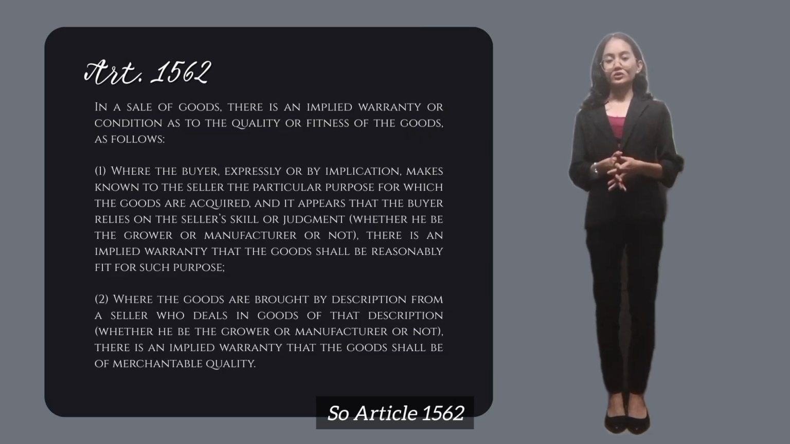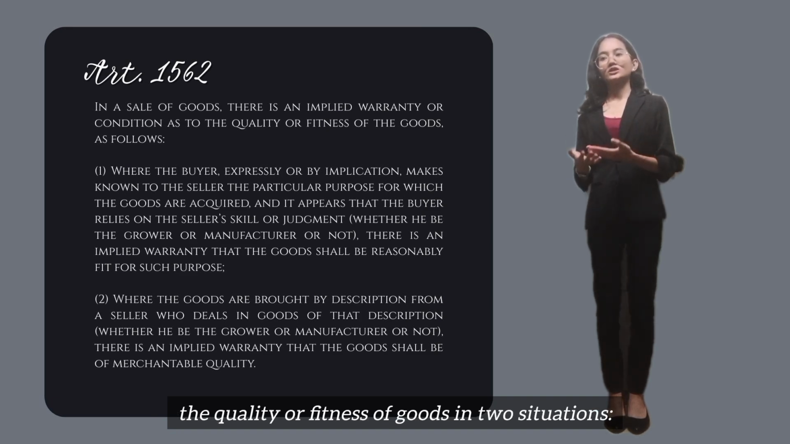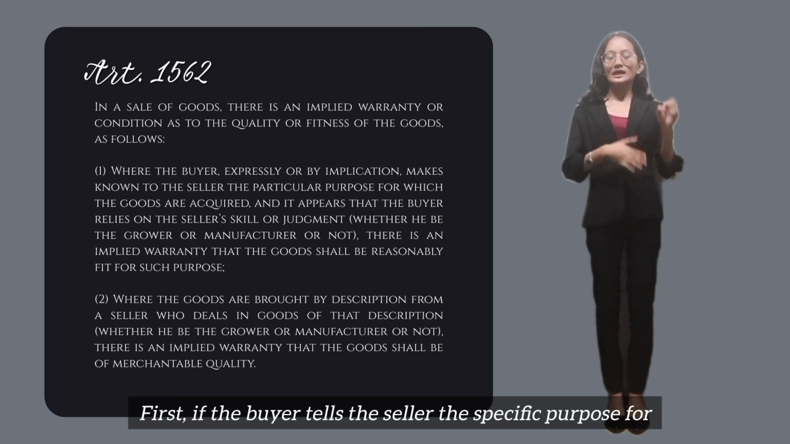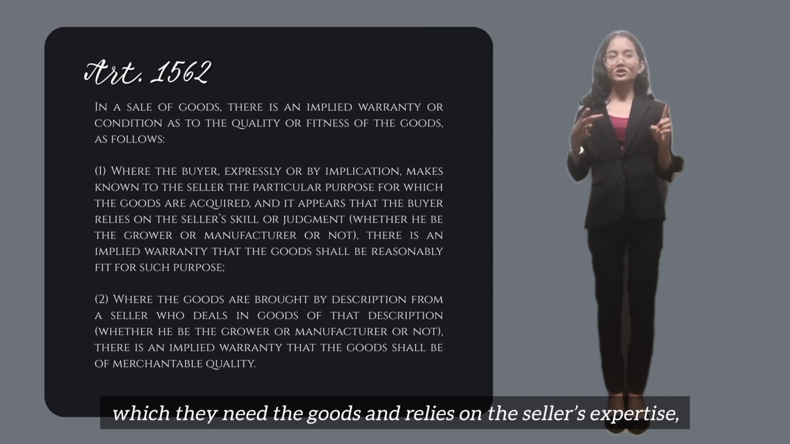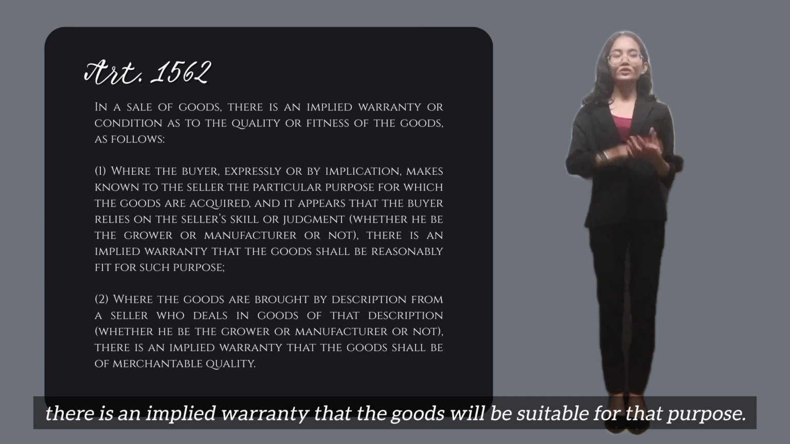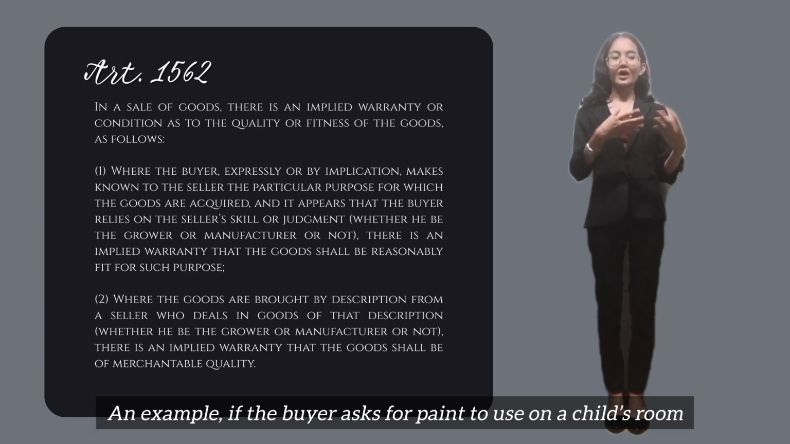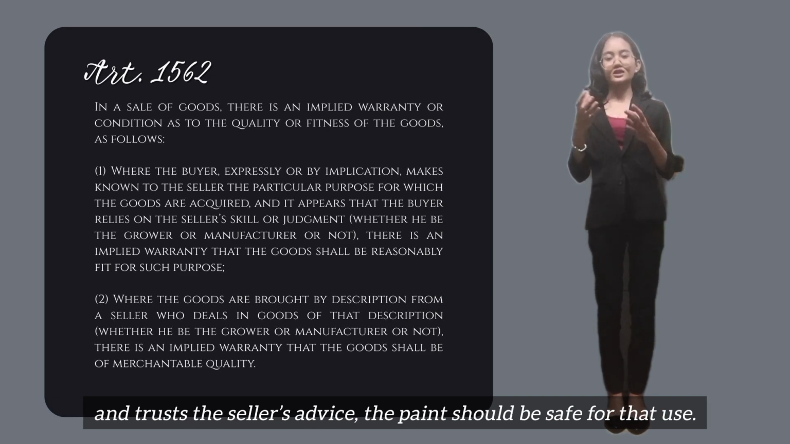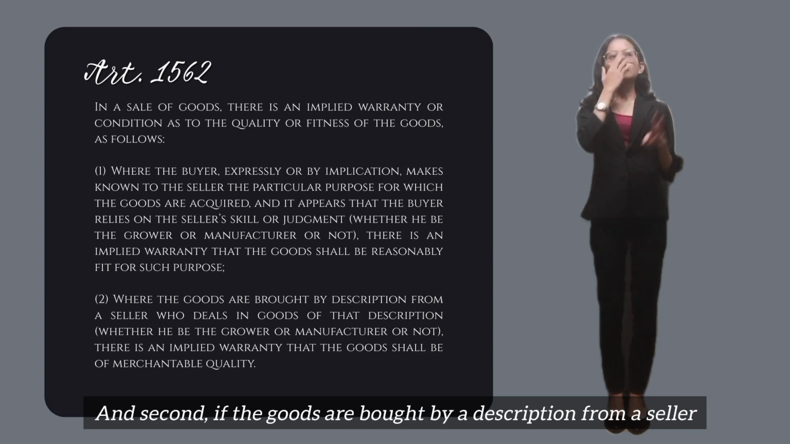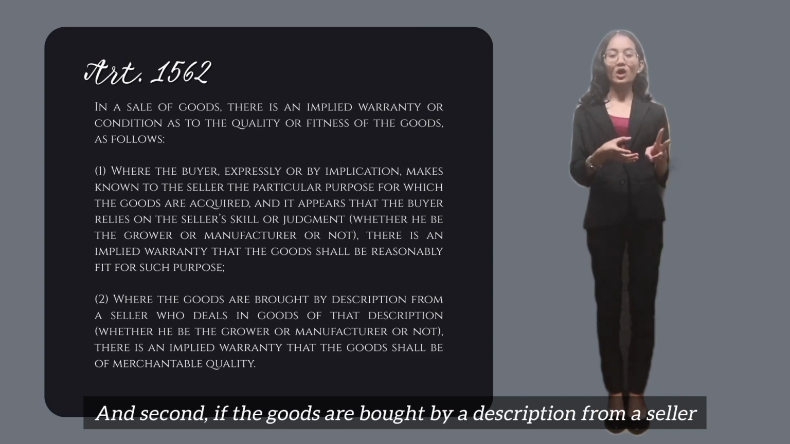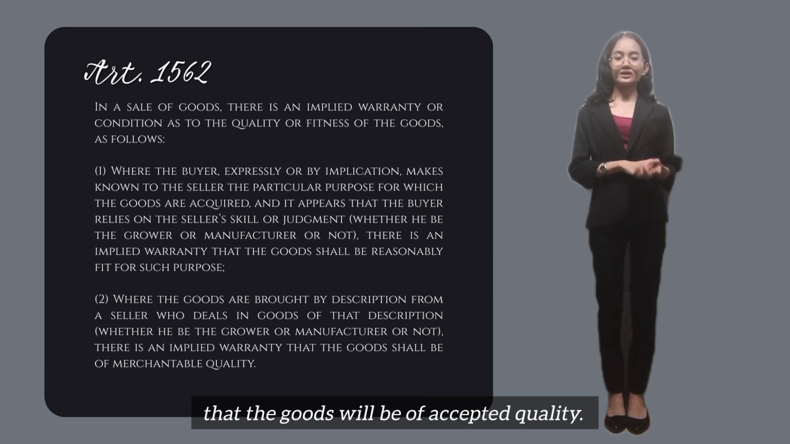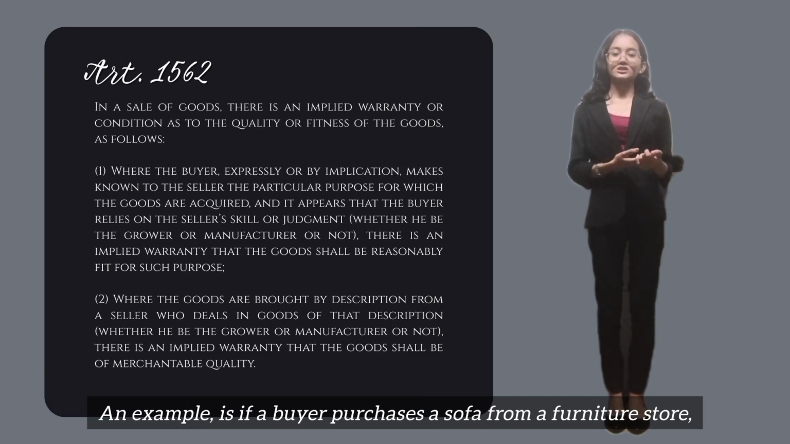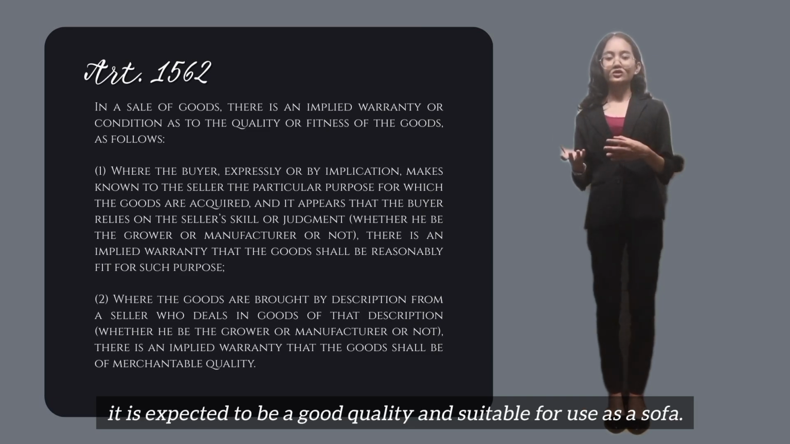So, Article 1562 states that there are implied warranties regarding the quality or fitness of goods in two situations. First, if the buyer tells the seller the specific purpose for which they need the goods and relies on the seller's expertise, there is an implied warranty that the goods will be suitable for that purpose. An example, if a buyer asks for a paint to use on a child's room and trusts the seller's advice, the paint should be safe for that use. And second, if the goods are bought by description from a seller who specializes in those goods, there is an implied warranty that the goods will be of acceptable quality. An example is if a buyer purchases a sofa from a furniture store, it is expected to be of good quality and suitable for use as a sofa.